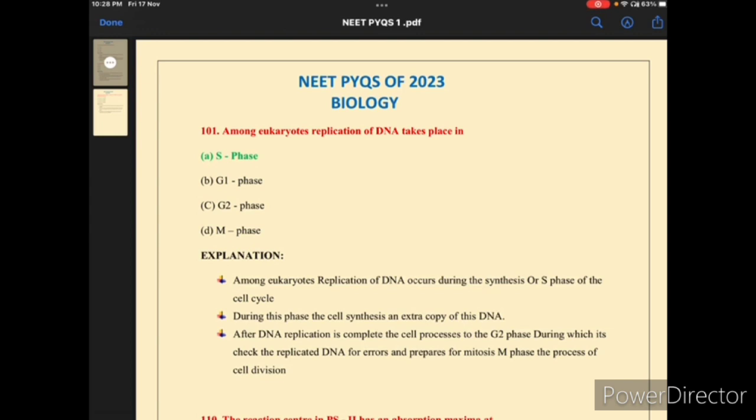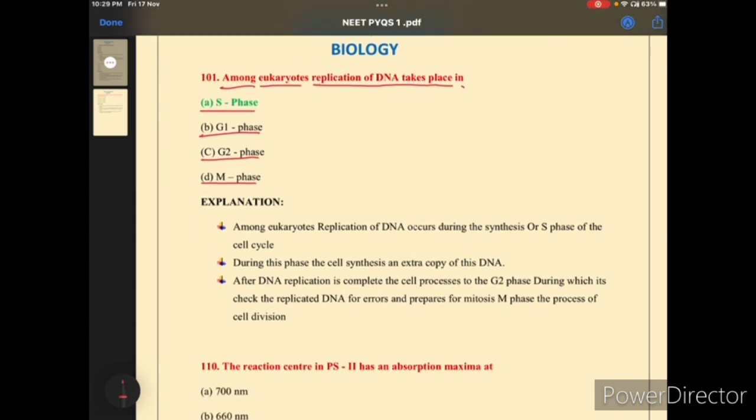So the question is, among eukaryotes, replication of DNA takes place in option A, S phase, option B, G1 phase, option C, G2 phase, option D, M phase. And the answer is S phase. Let us see the explanation.